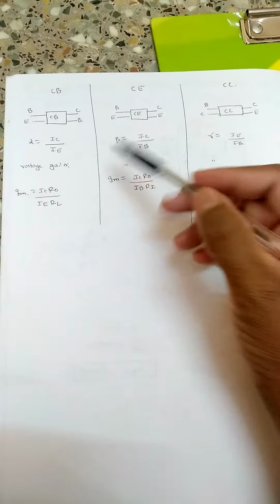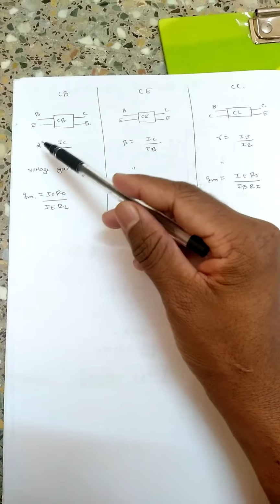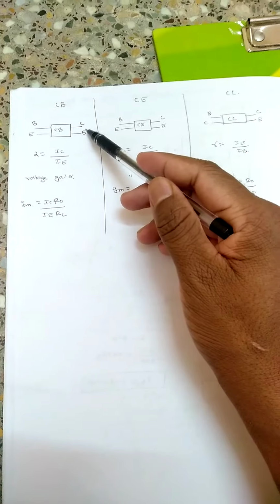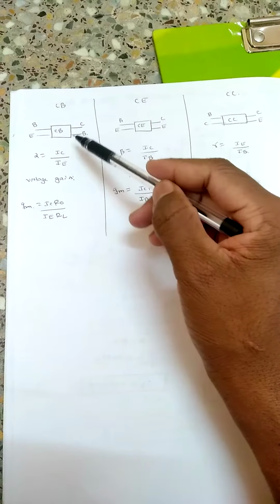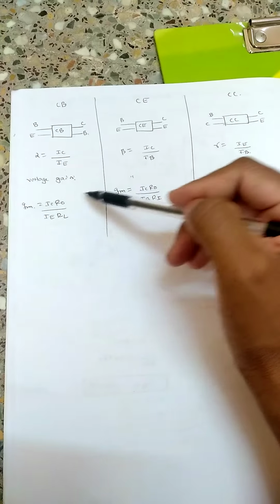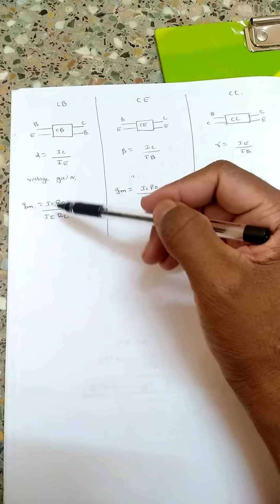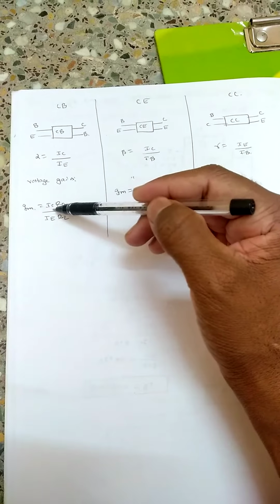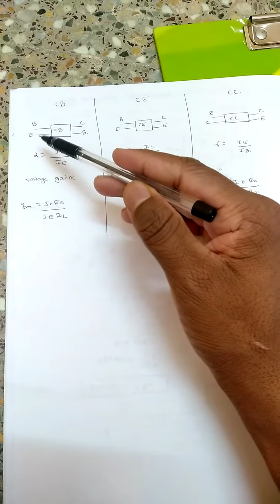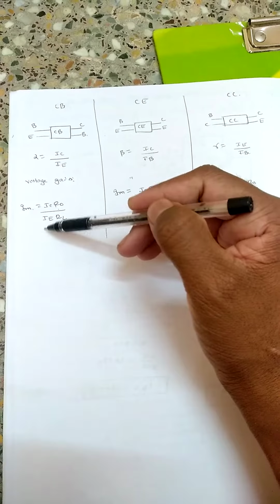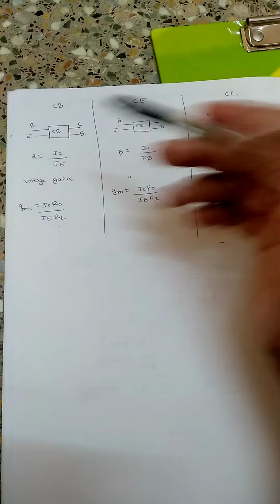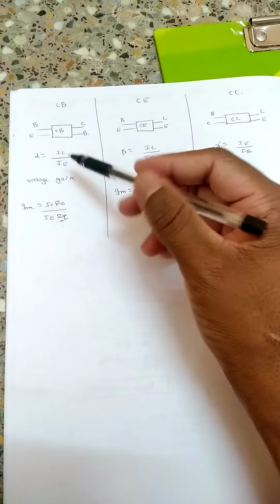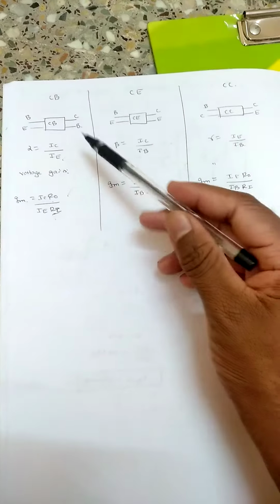Okay, so the alpha, that is current gain for the common base configuration, will be output current by input current. So output current is IC, input current is IE. So base is common, that's why we don't write for base. Okay, so voltage gain denoted by GM, which is equal to output voltage by input voltage. So output current into output resistance, IC into R0, divided by input current into input resistance, so IE into RI. So this is Ri, input resistance, this is output resistance. Okay, so this is current gain, this is voltage gain for common base configuration.